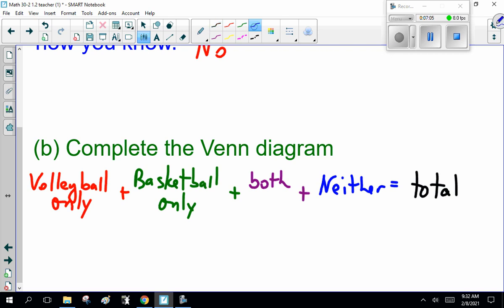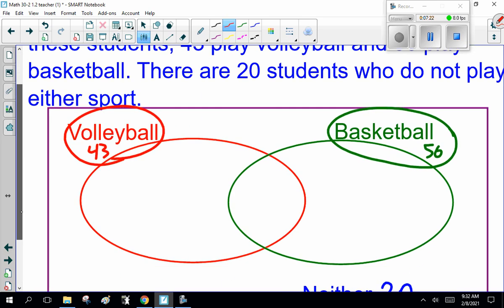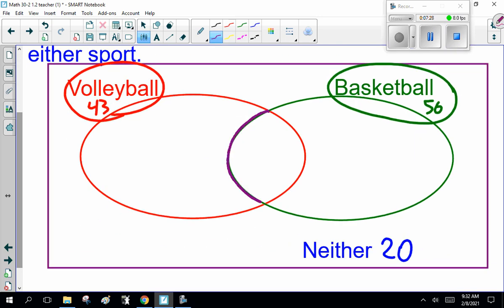Now, the neither I know is 20, the total is 95. Now, heads up, here's where it gets a little bit confusing to think about. Volleyball only, well, we have 43 playing volleyball. How many are playing both? The both here are the overlap. I don't know how many are playing both, so I'm going to call this X, which makes volleyball only 43 minus X, and basketball only 56 minus X. Okay?